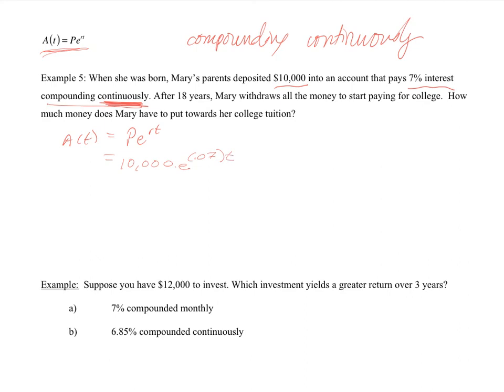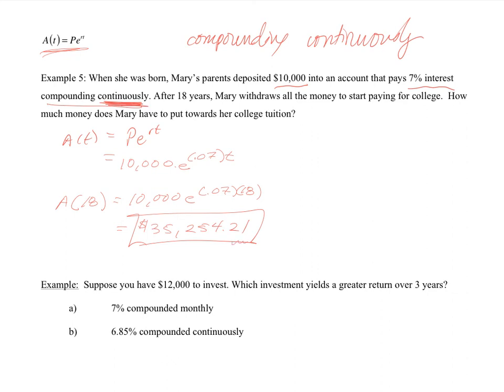Now the question is asking, after 18 years, Mary withdraws all the money to start paying for college. How much money does Mary have? Well, at this point, we are looking for the function evaluated at t equals 18. So we just substitute in 18 for t, and if we evaluate that, you should be able to get $35,254.21.